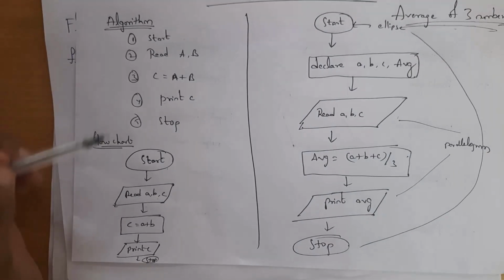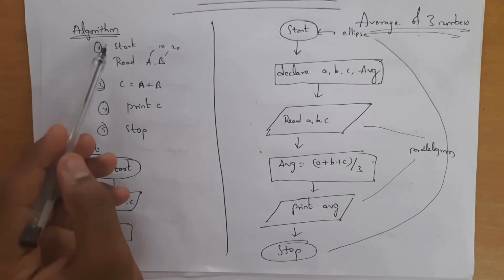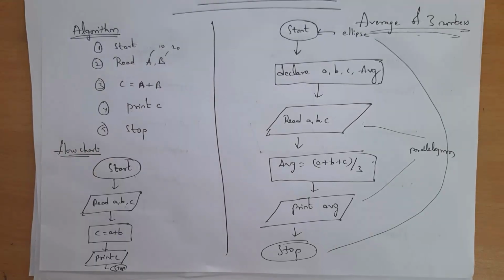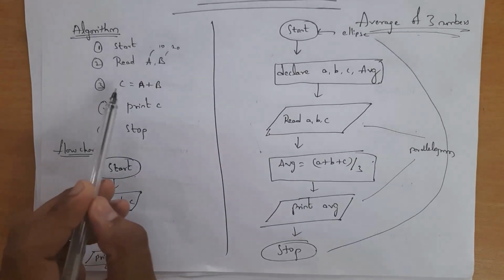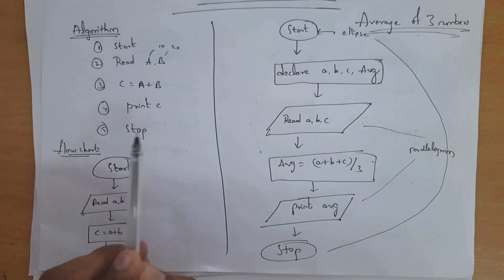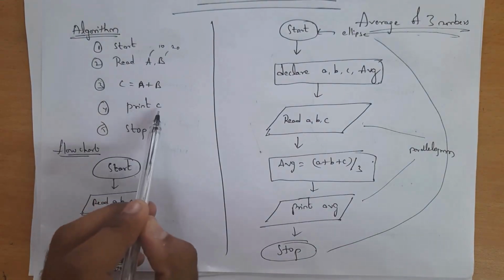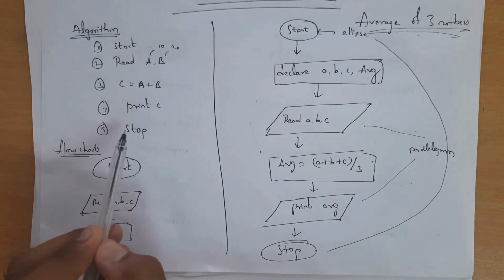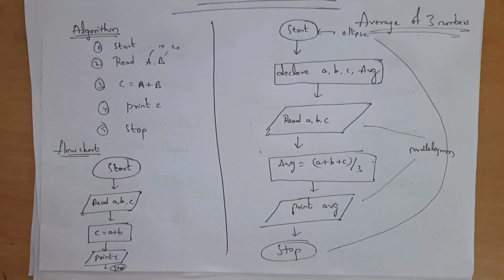This is algorithm and flowchart for addition of two numbers. Step 1 is start. After that, step 2 is read A, B. That means I can store two values in variable A and variable B. Let two values be 10 and 20. I am storing value 10 in A and value 20 in B. And step 3 is C is equal to A plus B. Result is stored in variable C. So step 4 is print C. I am printing variable C which contains result, and at last step 5 is stop. This is an algorithm for addition of two numbers.